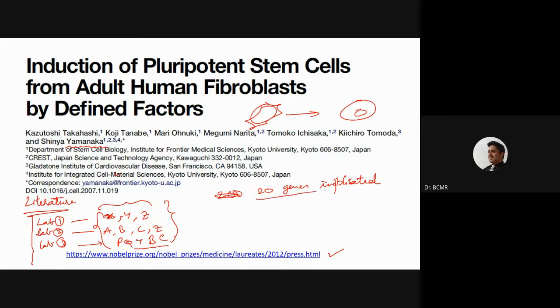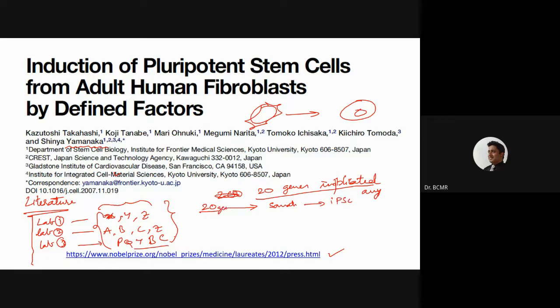So there are 20 genes, and it could be any combination of them that are most essential for pluripotency. So they thought about a good plan. What they did was they cloned all the 20 genes into vectors and tried to check if a somatic cell differentiated into iPSC or not. This is what they checked for.